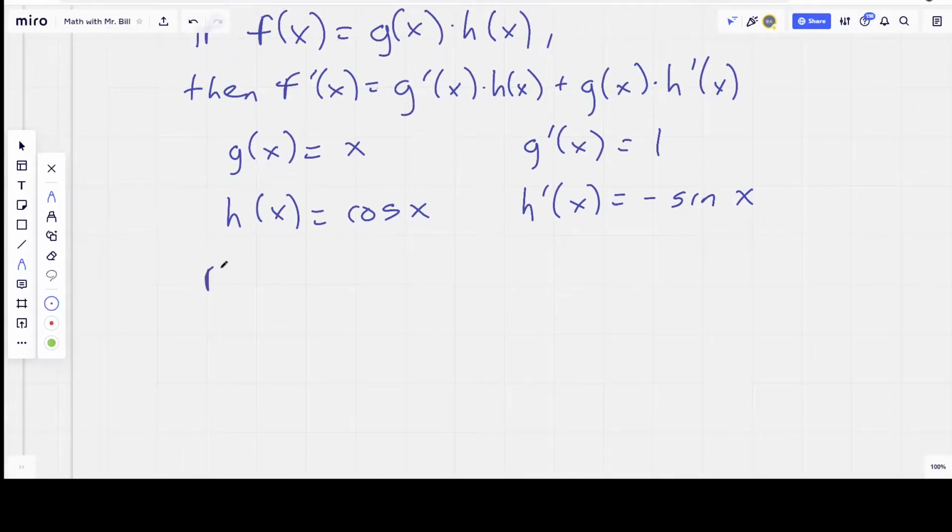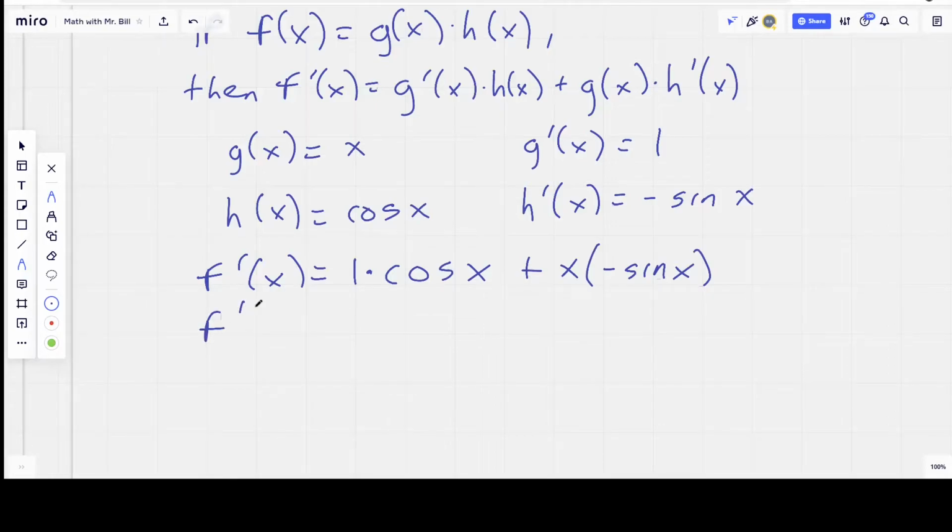So let's go ahead and put all that together. So f prime of x is equal to g prime of x times h of x, so 1 times the cosine of x, plus g of x times h prime of x. And we'll simplify this down so we can use it. So f prime of x is equal to cosine of x minus x sine of x.